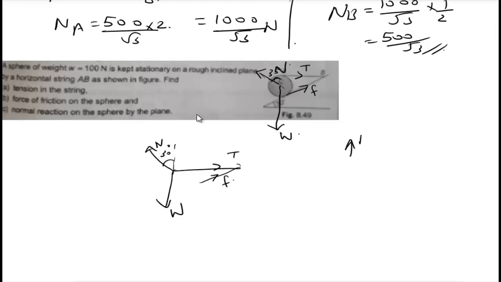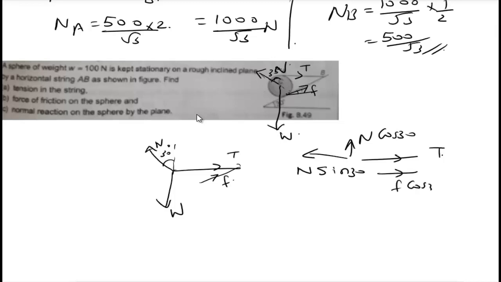Now we can find out all the components. N in the upward direction: N cos 30. Leftwards, that is N sin 30. Right side direction, tension. We can resolve this frictional force also as F. Friction is making an angle of 30 degree, so here it will be F cos 30, and in the upward direction F sin 30. So all the horizontal and vertical components we can consider, and W is acting downwards. First I am considering the vertical one: N cos 30 plus F sin 30 equals W.